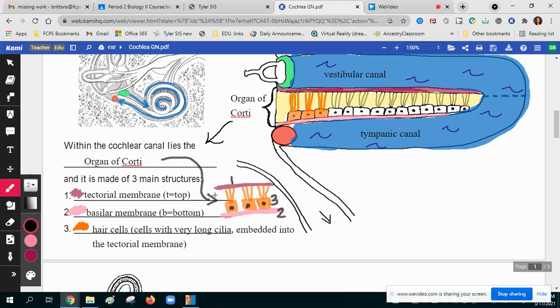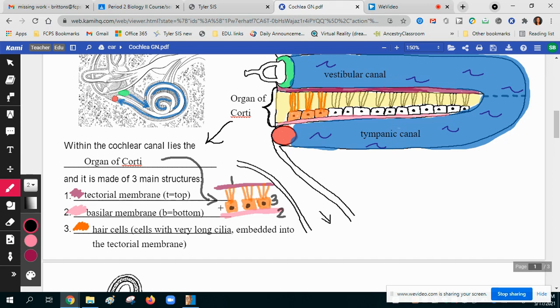What I've also done is draw the organ of Corti by itself down here. And number 1 is the tectorial membrane, number 2, the bottom basilar membrane, and 3 hair cells. So the difference between this and this is the cochlear canal in the background. So if I removed this structure from here, all I'd have is this yellowish space between the other two canals. All right, we're almost there.